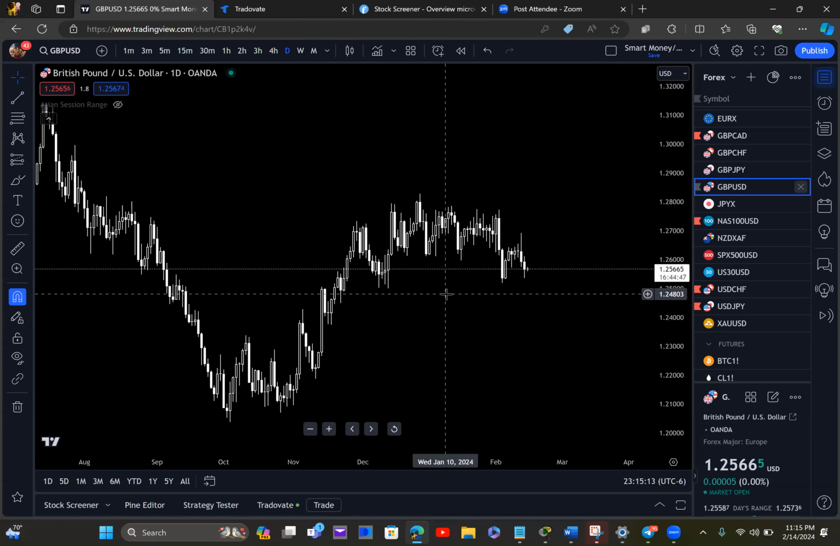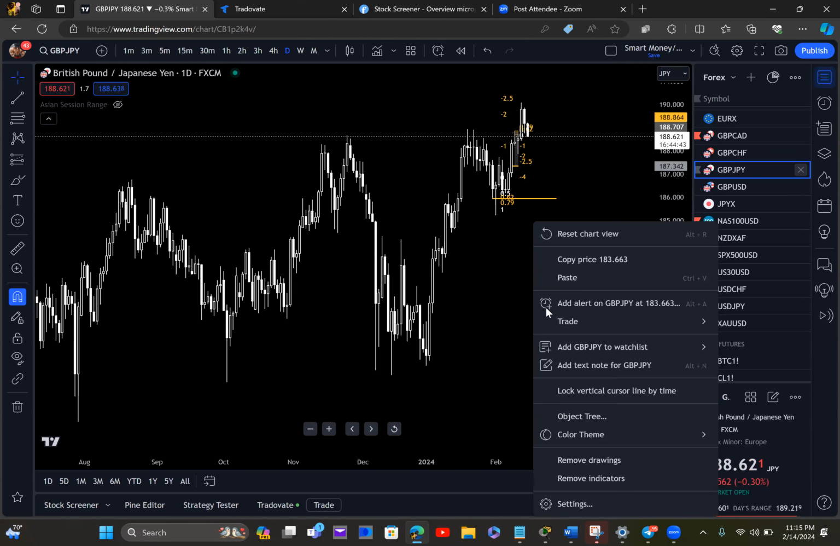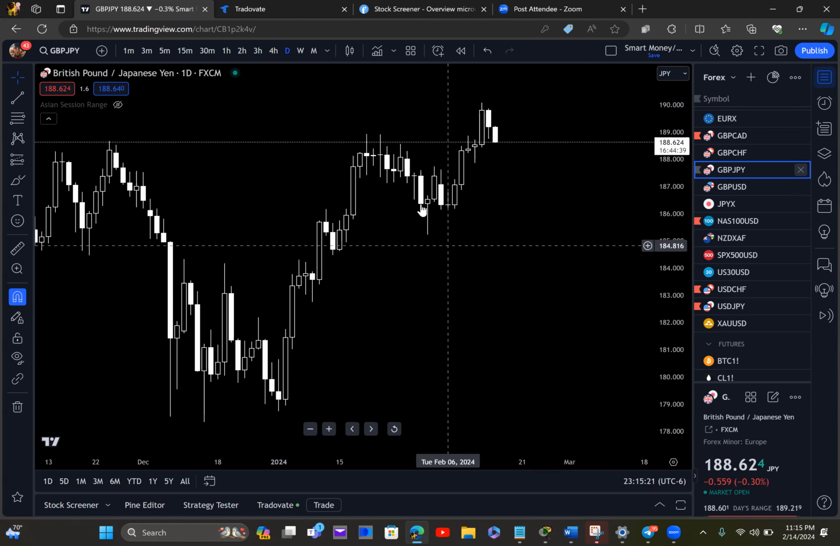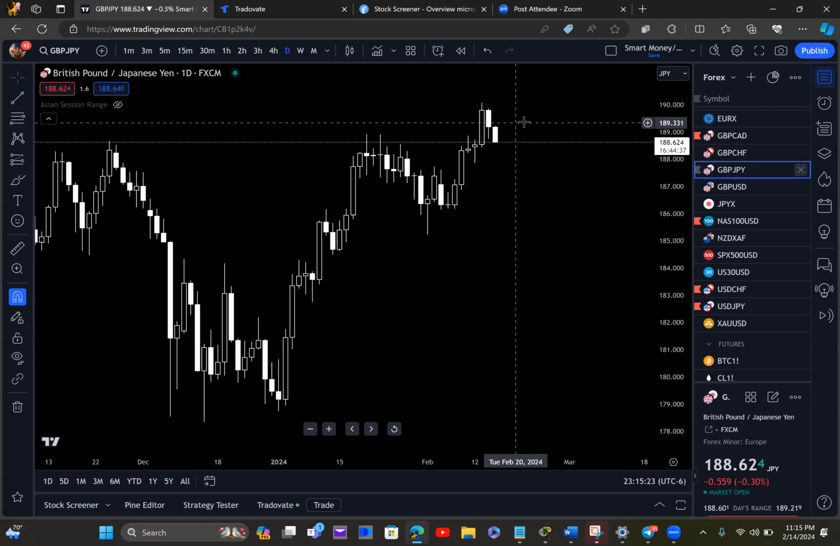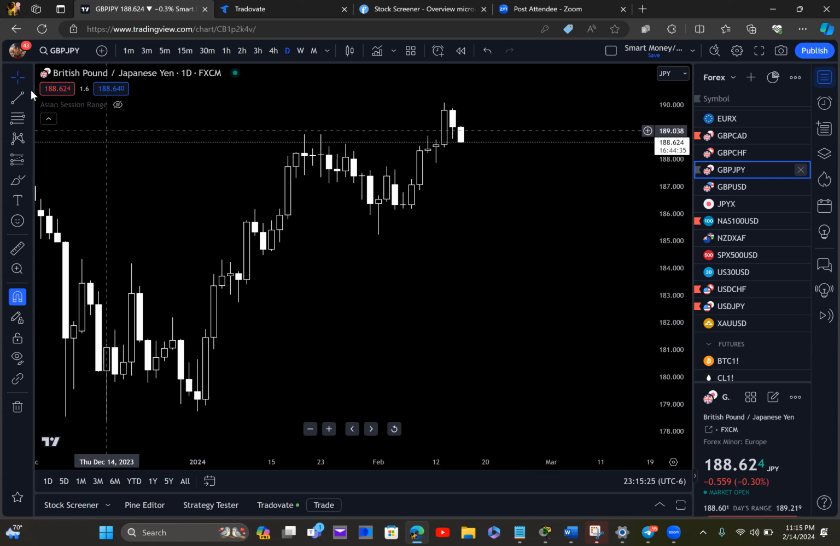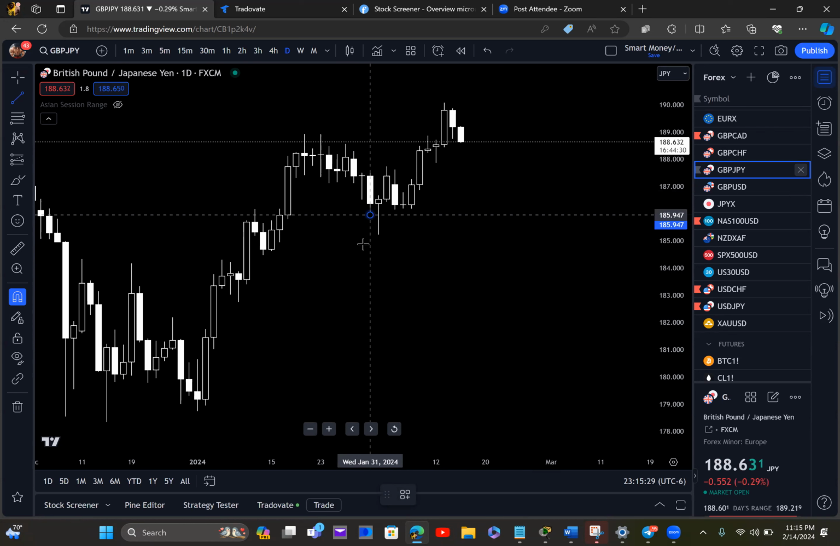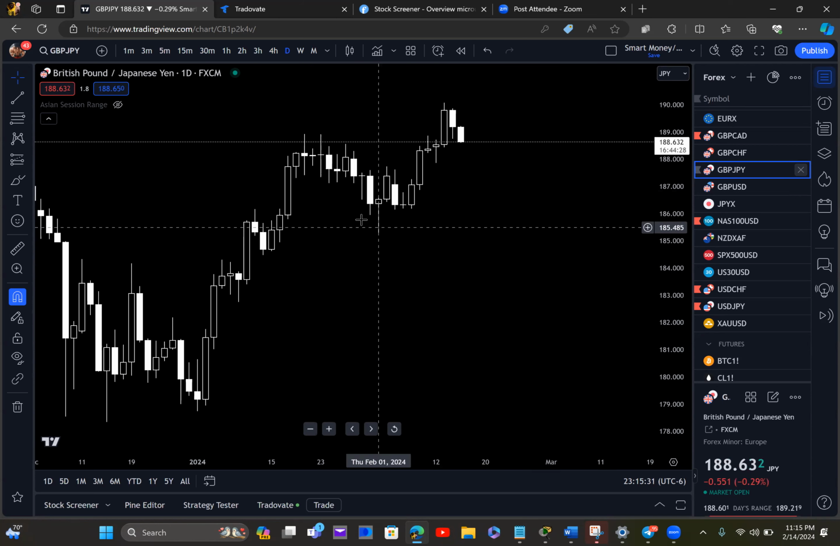I don't want to get y'all in the habit of doing that. Let's look over here. Remove drawings. Okay, so look what we got over here. Price is bullish, right? Look what happened right here. Boom. And then look, I'm going to show y'all this as well. See this liquidity grab? Look at this zone. Look what it did.